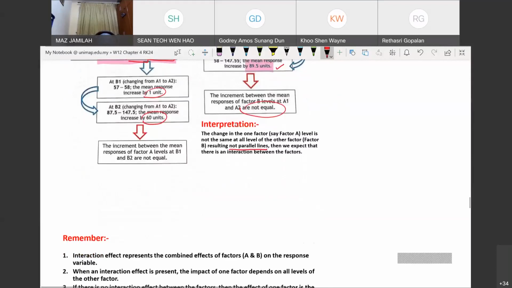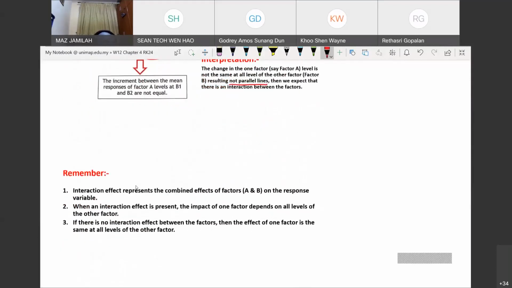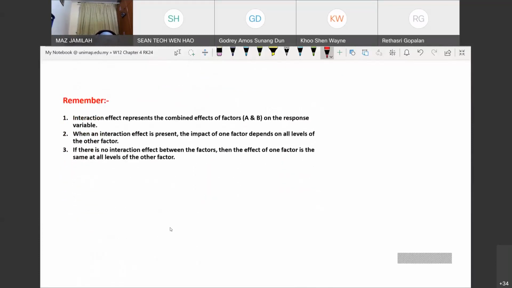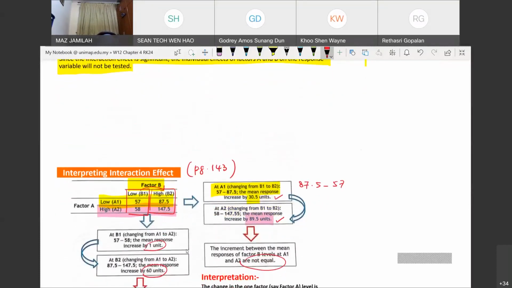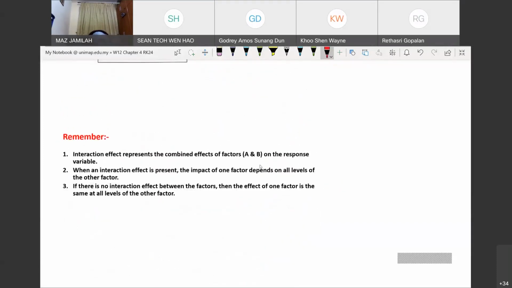If you can see from your textbook, there are some notes that you need to understand and remember. The first one is that the interaction effect represents the combined effect of factor A and B on the response variable. Definitely, because we are talking about low level of factor A and low level of factor B, low level of factor A and high level of factor B, high level of factor B but low level of factor A, and high level of factor A and high level of factor B. So this particular combination is why we say that interaction effect represents the combined effect. There must be an effect of A and B.